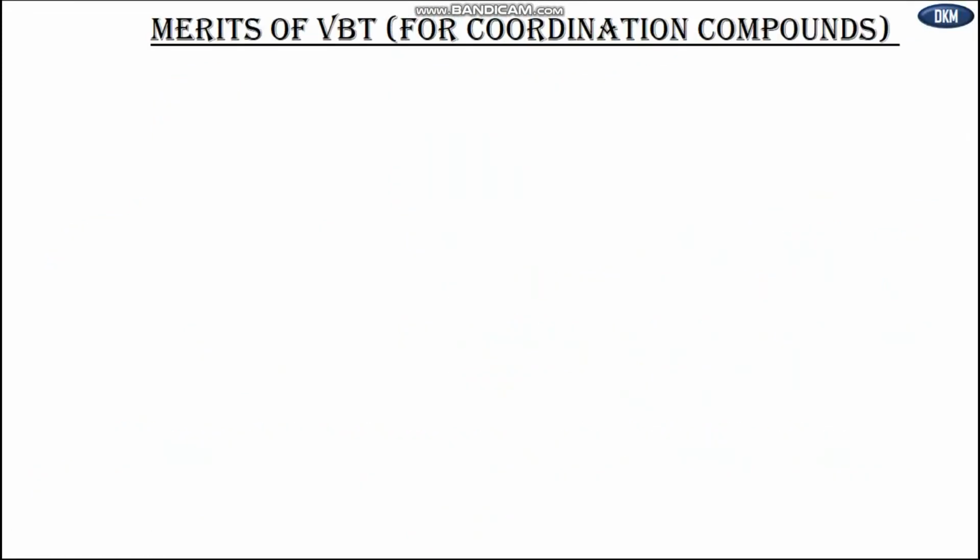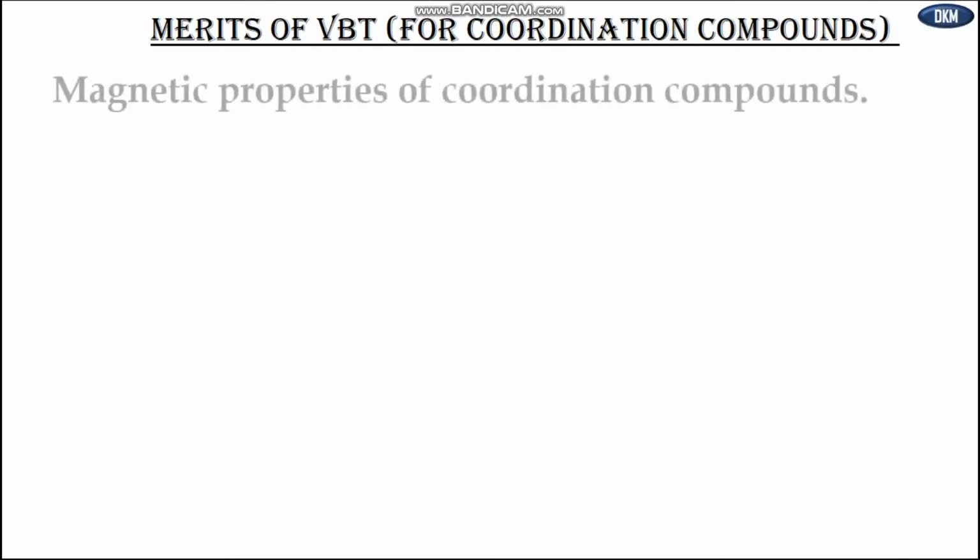We are almost at the end of this lecture. Now concentrate on the merits of valency bond theory. It has all the merits which Alfred Werner's theory has. Additionally, it has some extra merits. Werner's theory failed to explain the magnetic properties, but valency bond theory explains the magnetic properties of coordination compounds.